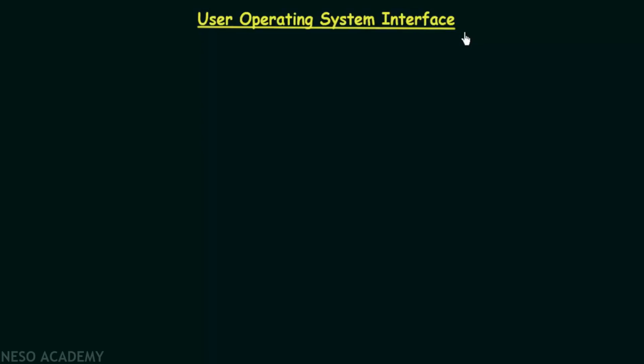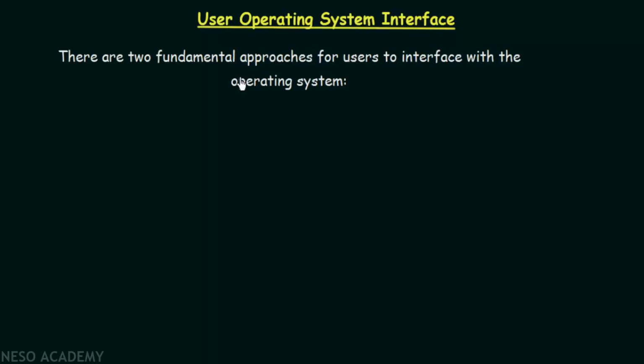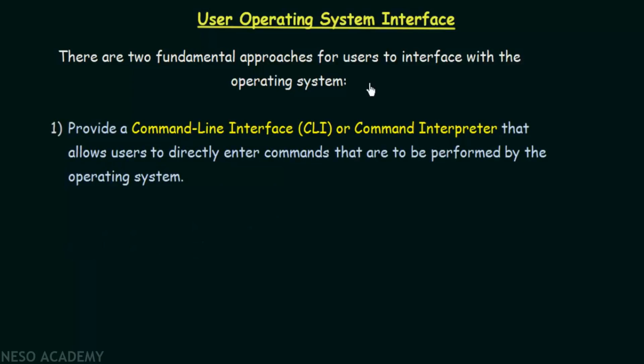So in this lecture, we'll be seeing a little bit more about the user interfaces, and we will see what are the approaches that allow the user to actually interact with the operating system. Now, there are two fundamental approaches for users to interface with the operating system. If you remember, in the previous lecture, we talked a little bit about this. The first one being the command line interface, or CLI.